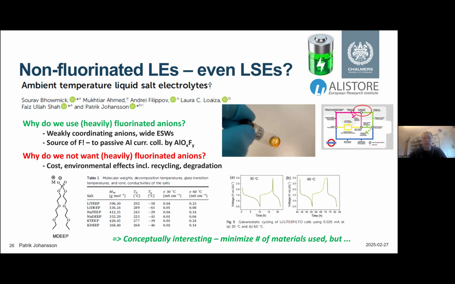Well, liquid salt electrolyte. Before, when we were doing molten salt electrolytes, we were mixing several salts to get something liquid. But here we're actually going for a non-fluorinated liquid salt, which is liquid at room temperature. So basically, we avoid the conventional approach of heavily fluorinated anions, which we want to be weakly coordinating. We want wide electrochemical windows. We want the source of fluorine to passivate the aluminum current collector, which is actually one main reason to have these salts. But we do take advantage of cost, the environmental effects, including recycling, which is very complicated with fluorines, and also the degradation of the electrolyte.